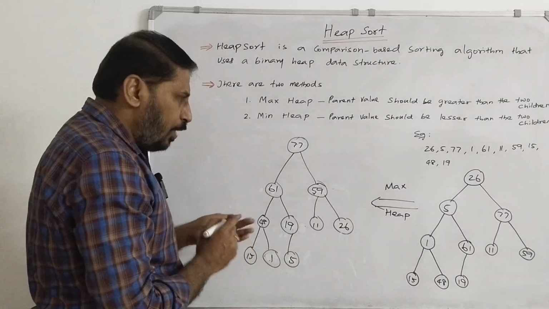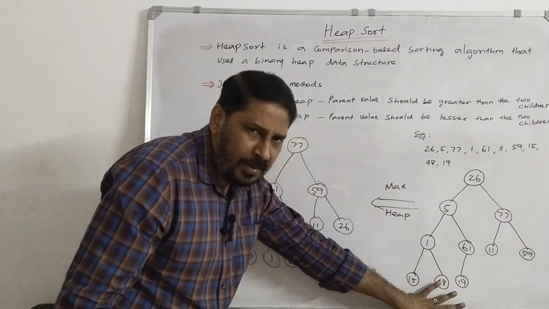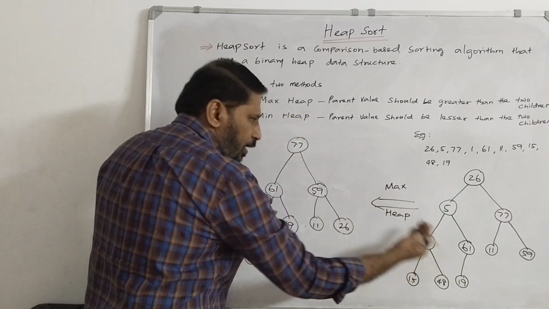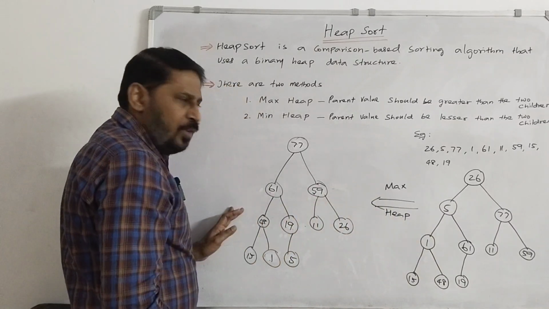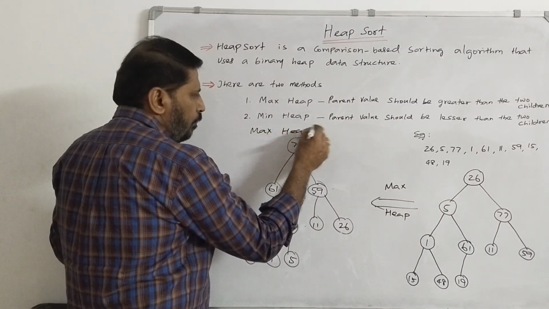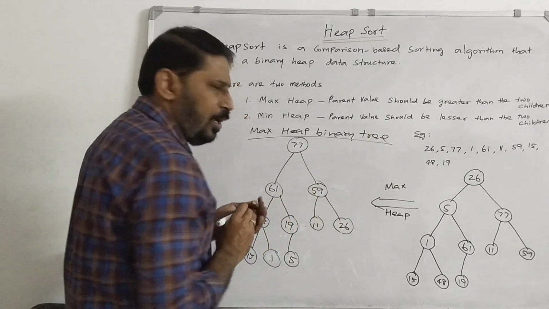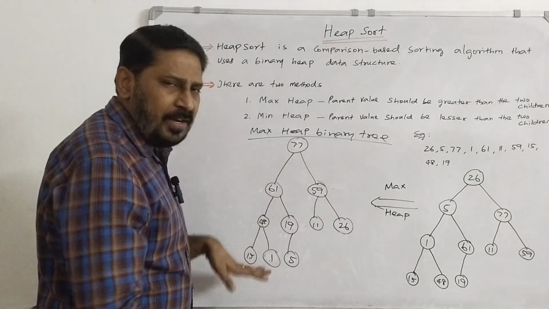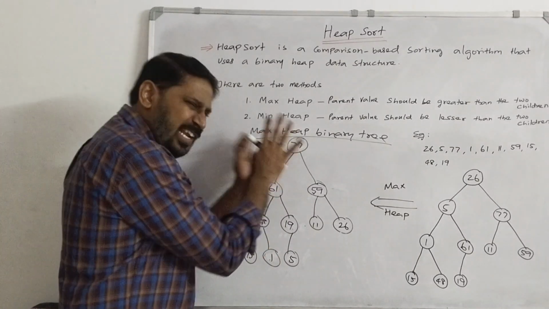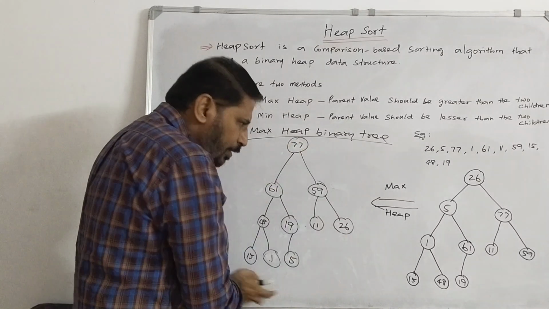Is the point clear? So now what I did is take the numbers and construct a binary tree. After constructing the binary tree, I convert that binary tree into a max-heap binary tree. So this is what we call a max-heap binary tree. After finding the max-heap binary tree, we apply the rule level by level from the last level to the root level. We confirm that 77 is the biggest number among all the numbers.